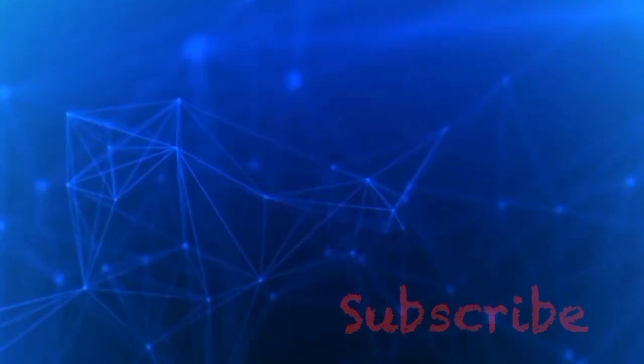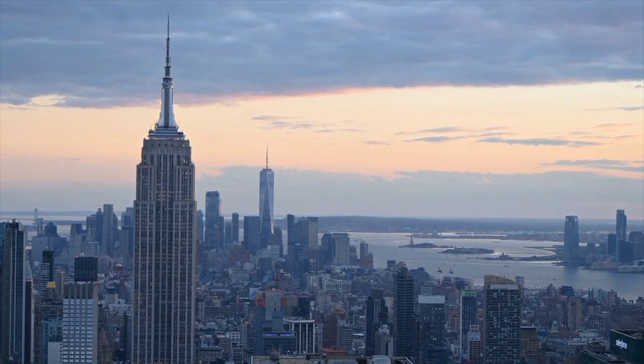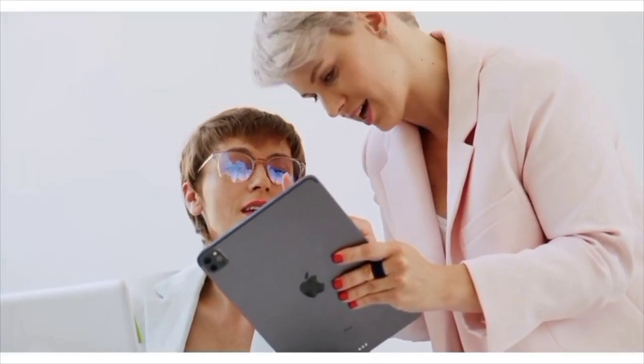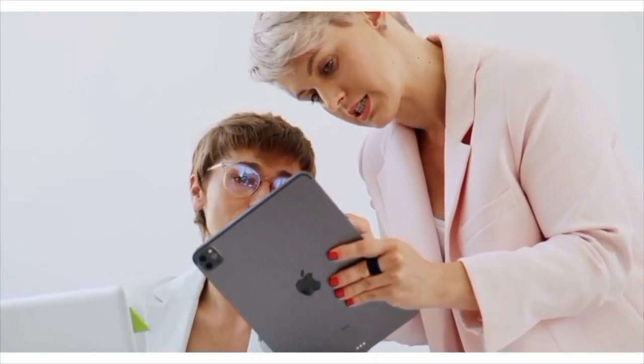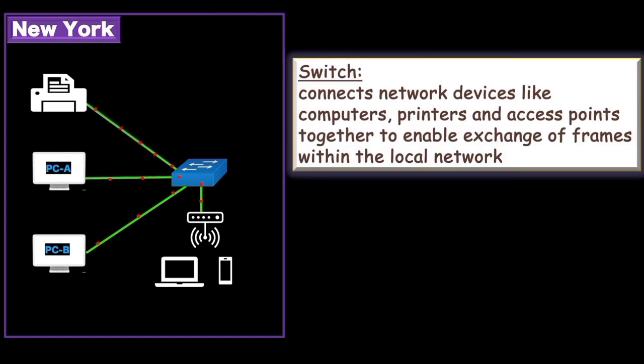So let's dive into it. I'll use a company based in New York to explain how a network really functions. Let's assume that the company has 3 employees that need to collaboratively work from a physical location. And the company rented a physical space, where employees connect to each other with hardwire or wireless so that the devices can exchange frames through the network switch. The network switch connects things like printer, computer, and access point together to enable exchange of frames within the local network.